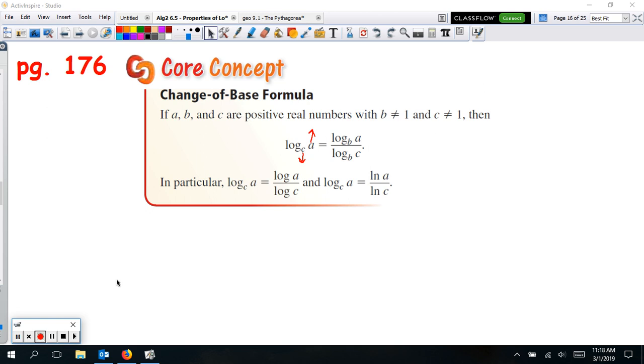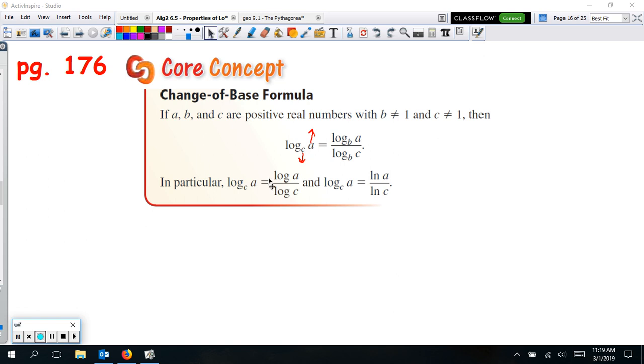Okay, so on page 176, we see this other core concept that says change of base formula. You want to go there and look at that. And you want to write these arrows on here, and I'll explain what I'm doing with these. Basically, here's how we can evaluate or calculate a logarithm of any base. So right now on the calculator, we know we have log base 10 and the log base e, the natural logarithm. And we can calculate those logarithms.